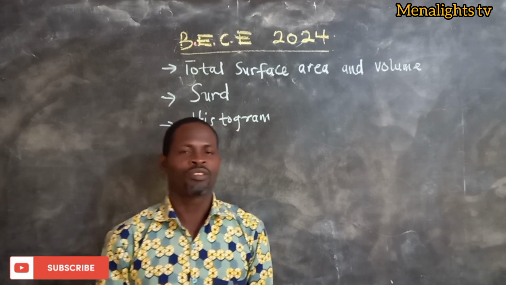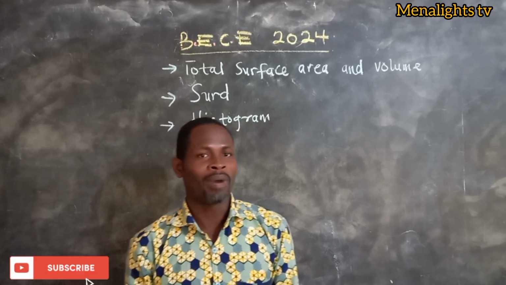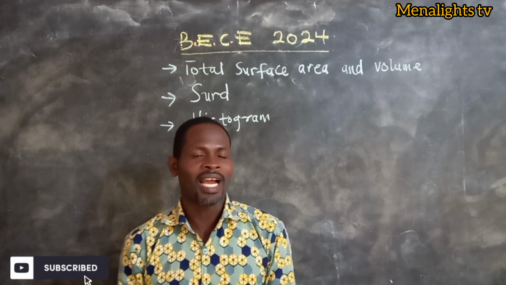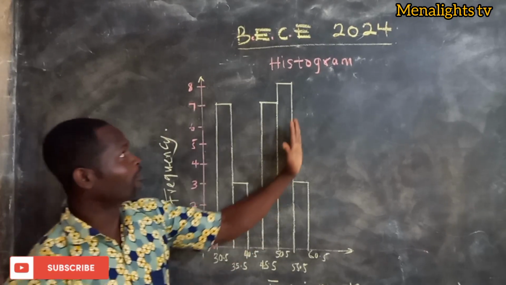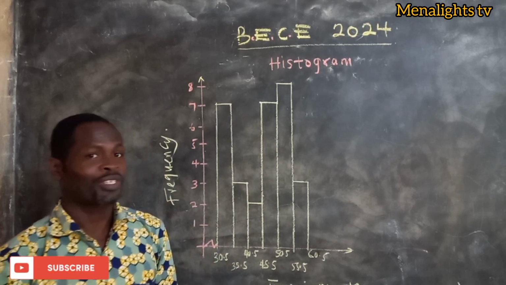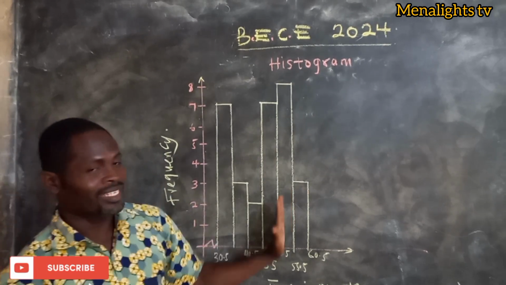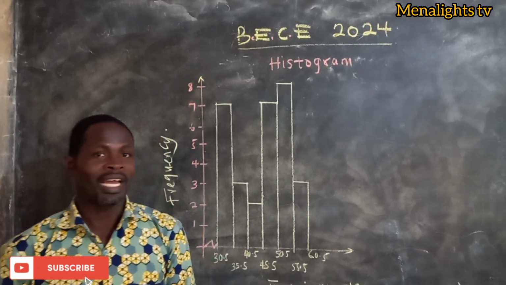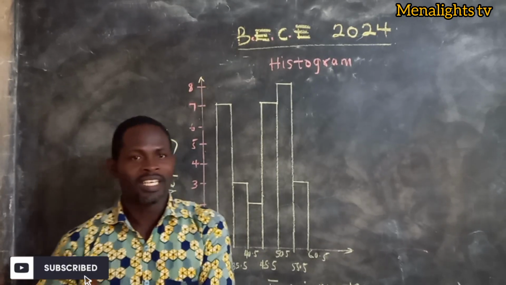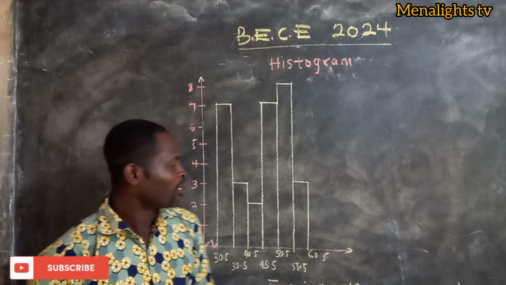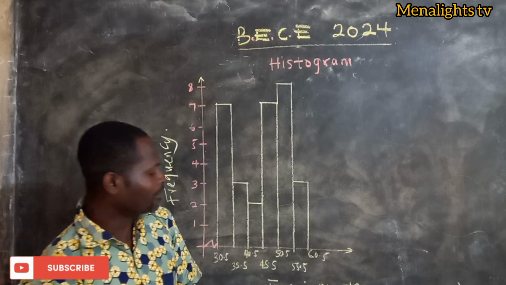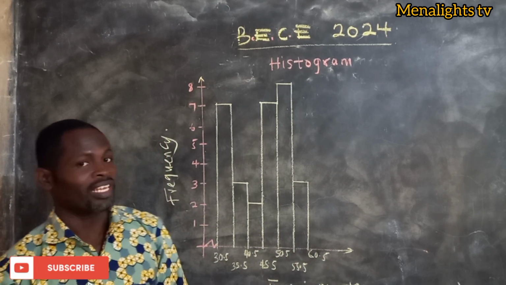Now we are going to take them one by one and treat them and see how best we can go about it. I've said we are expecting questions to come on histogram. When we talk about histogram, the bars are joined to each other, unlike a bar chart where the bars are separate from each other. So here we have the histogram with a time taken in minutes.